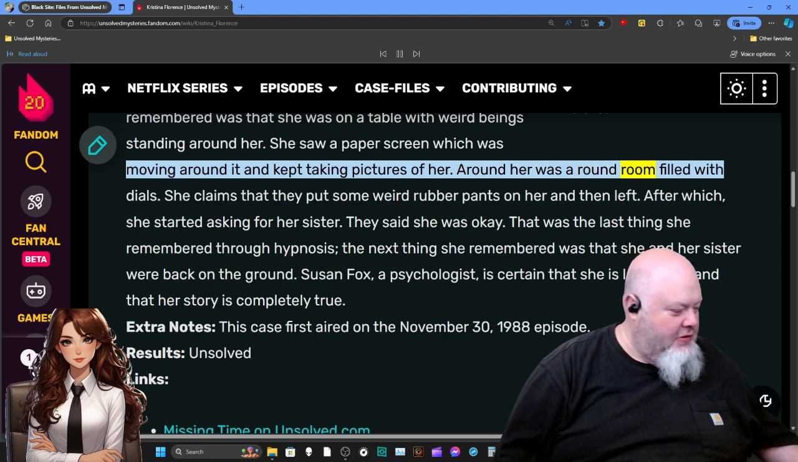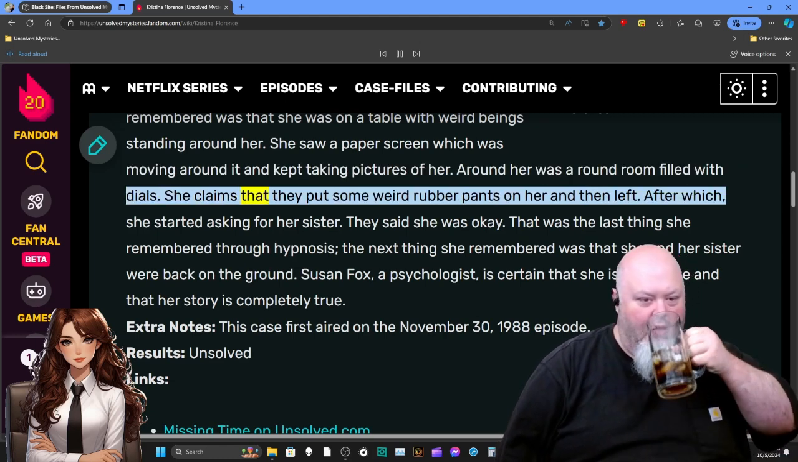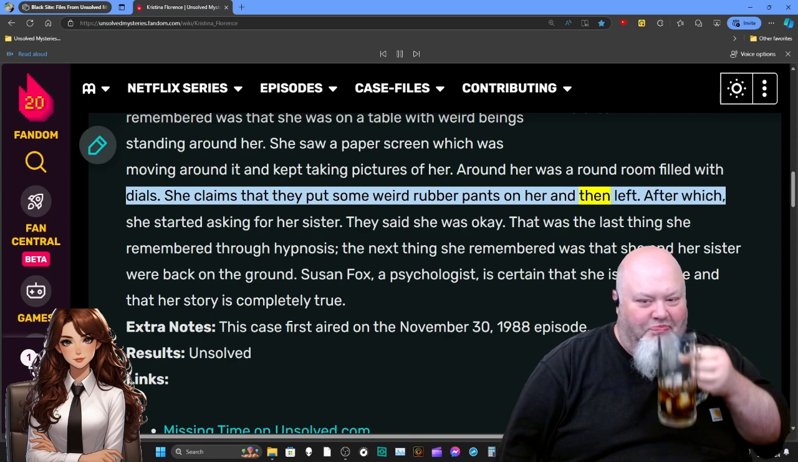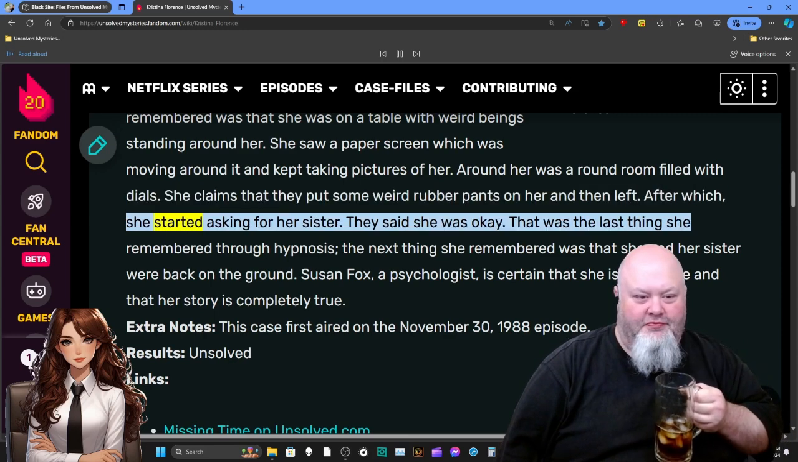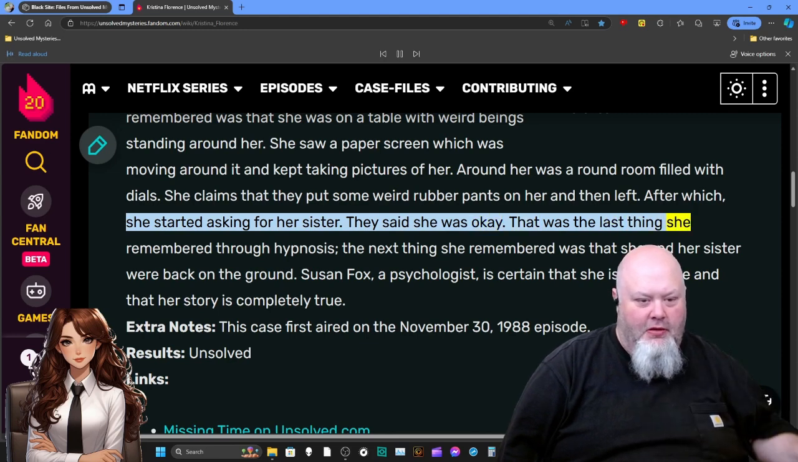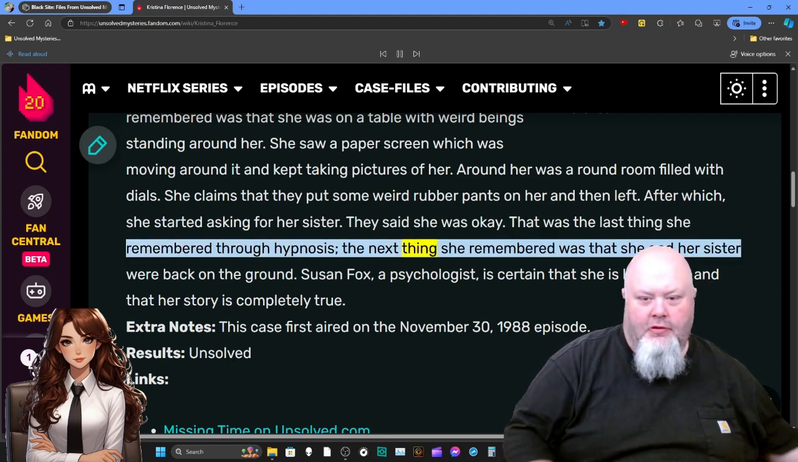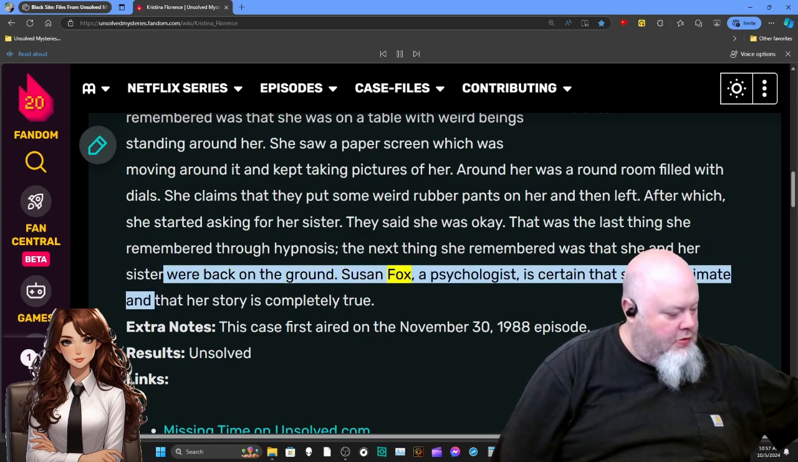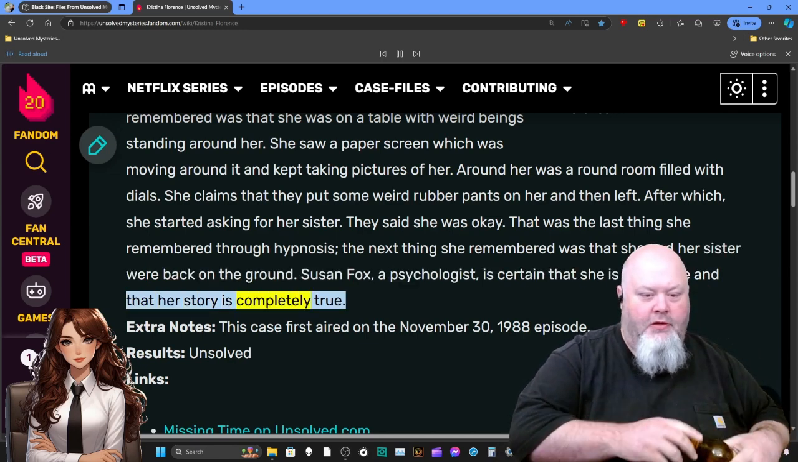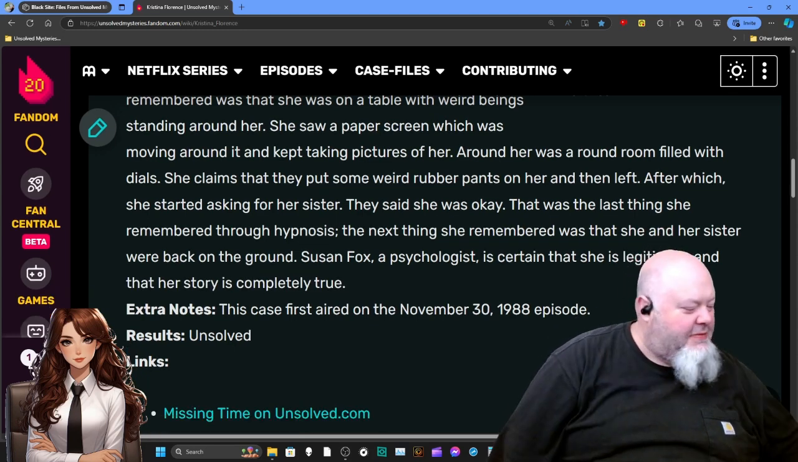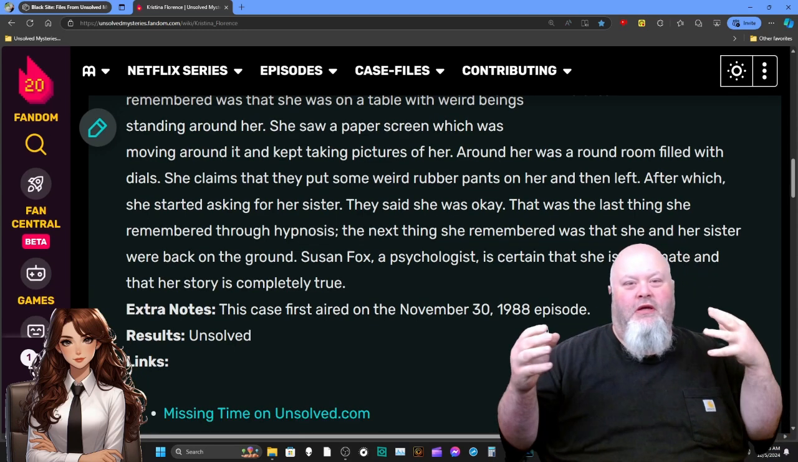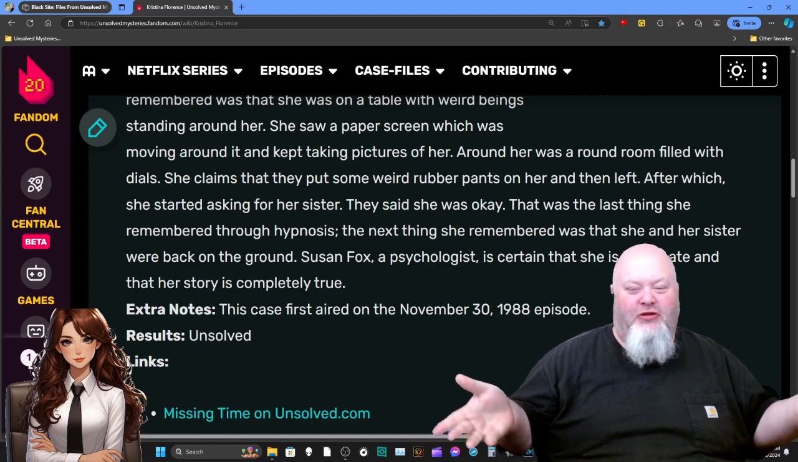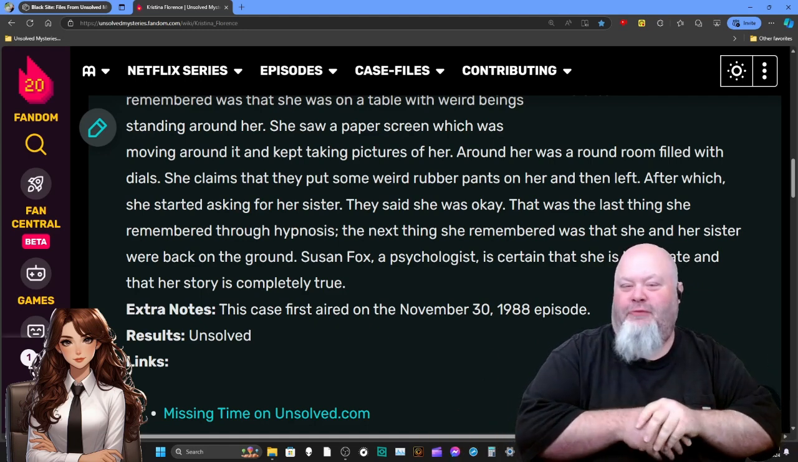Around her was a round room filled with dials. She claims that they put some weird rubber pants on her and then left. After which, she started asking for her sister. They said she was okay. That was the last thing she remembered through hypnosis. The next thing she remembered was that she and her sister were back on the ground. Susan Fox, a psychologist, is certain that she is legitimate and that her story is completely true. It seems to be too fanciful for it not to be true. So I tend to believe that this case is actually pretty true.